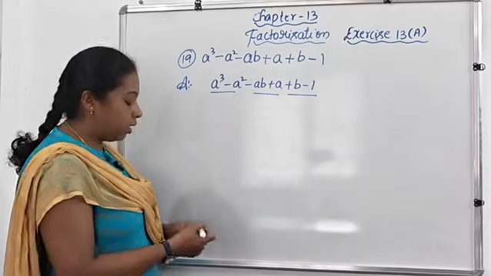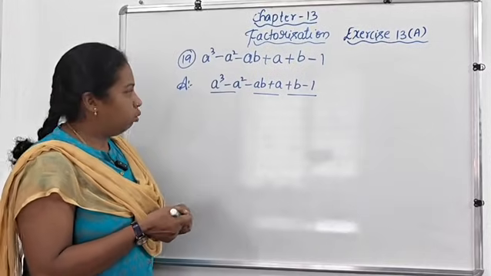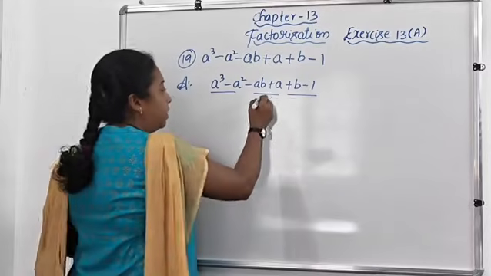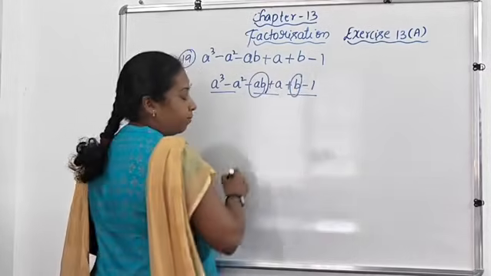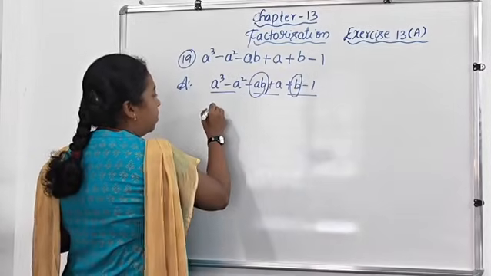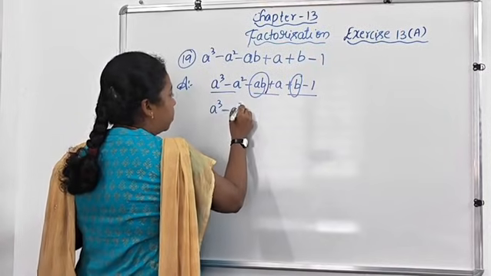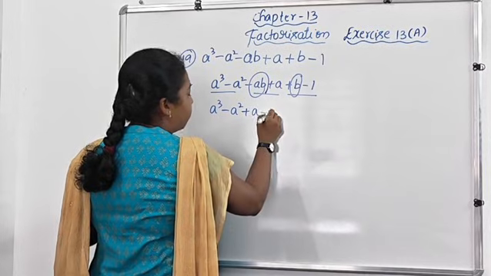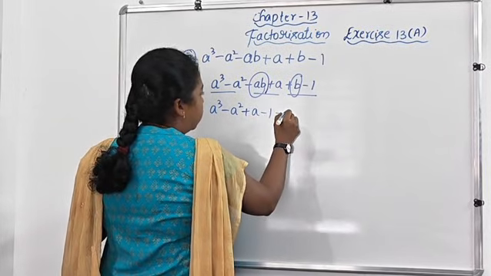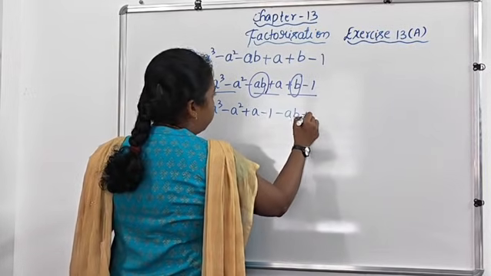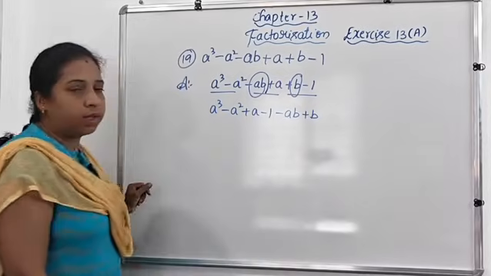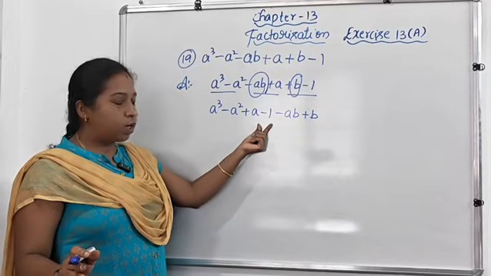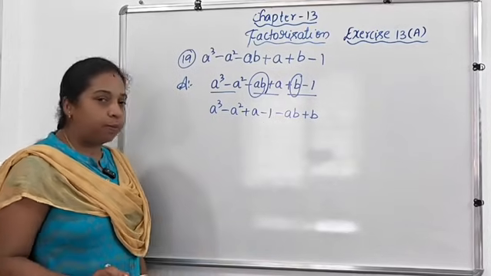We'll do one thing. So there are two b's, right? We'll write these two b's one side. That means a cube minus a square plus a minus 1 minus ab plus b, right? I have altered like this. So a cube minus a square plus a minus 1 minus ab plus b.